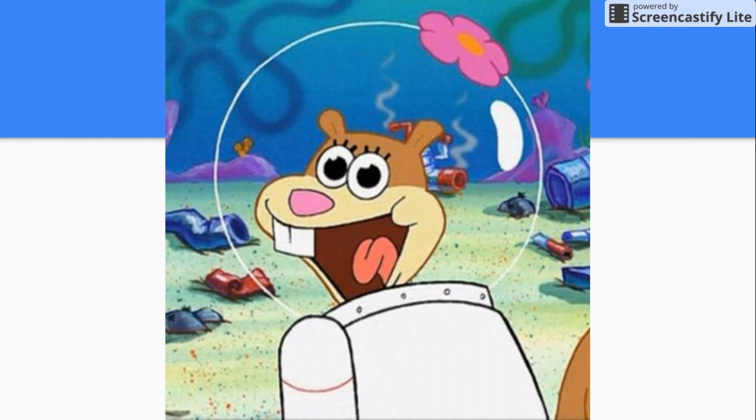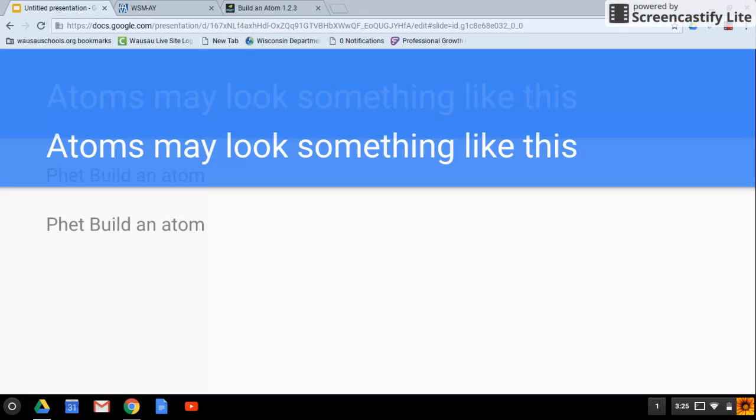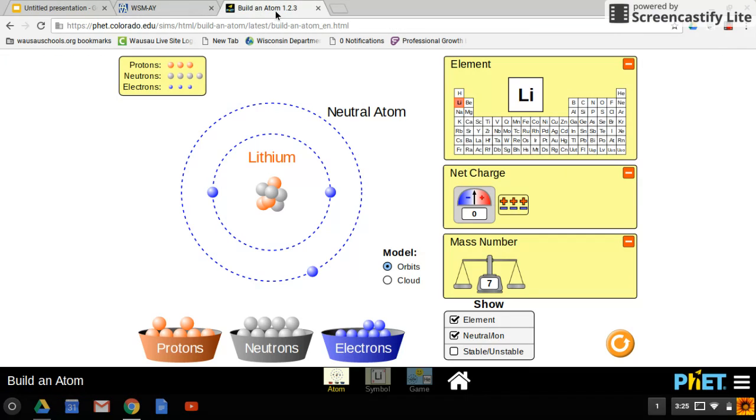Look at Sandy. Sandy cheeks. Hello, Sandy. But you can imagine eventually we would get something that would look like this. Here's a typical model of an atom. We're going to look at a lithium atom here. You can imagine the center of the atom is a nucleus. We got an electron here, electron here, electron here. That's all fine and dandy. We all probably learned this in chemistry class, what atoms look like.